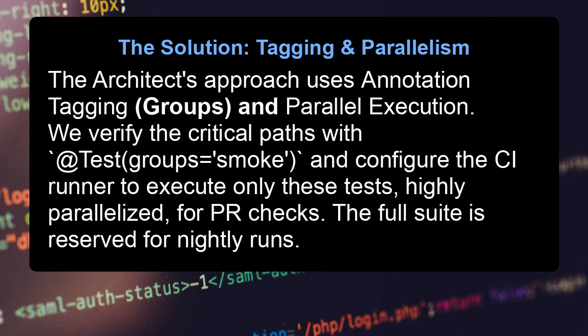The solution, tagging and parallelism. The architect's approach uses annotation tagging groups and parallel execution. We verify the critical paths with @Test(groups = "smoke"), and configure the CI runner to execute only these tests, highly parallelized for PR checks. The full suite is reserved for nightly runs.